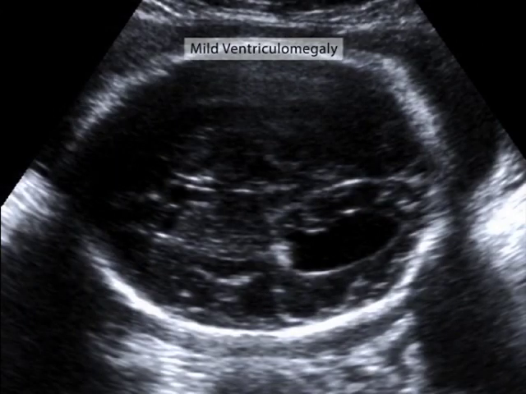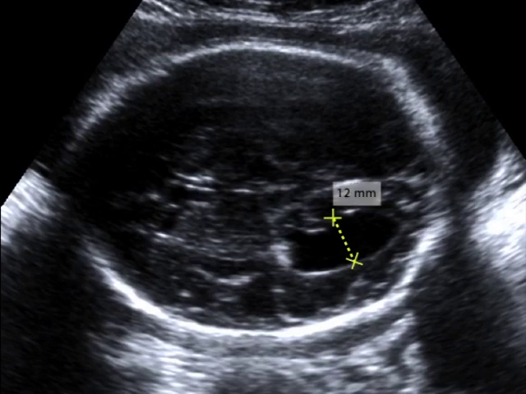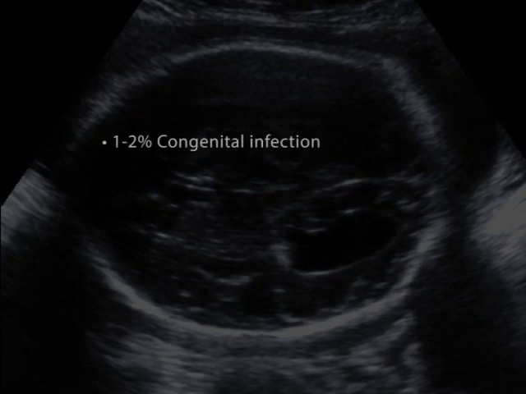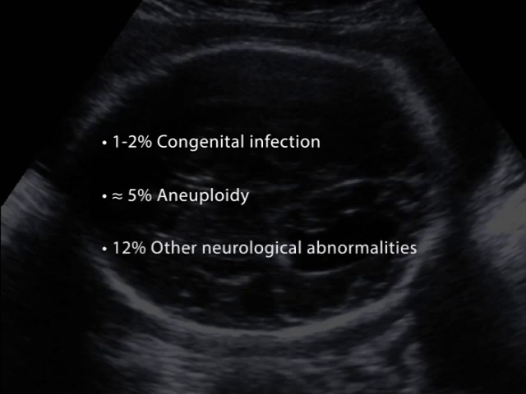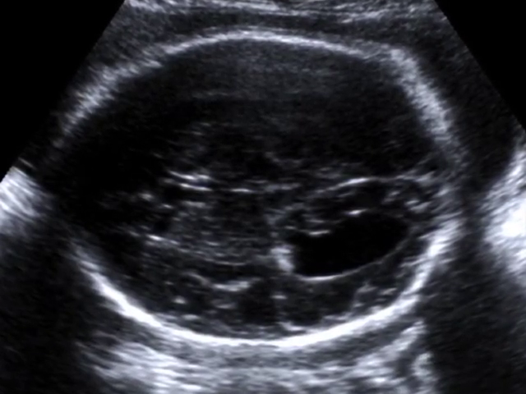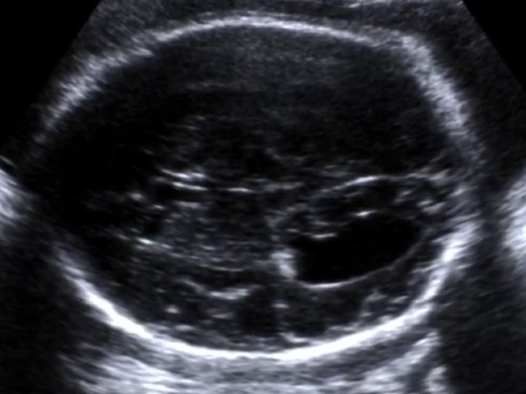Mild ventriculomegaly is diagnosed when the atrium measures at least 10 millimeters and less than 15 millimeters. In this image, the lateral ventricle measures 12 millimeters. Overall, 1 to 2% of cases are associated with congenital infection, approximately 5% with aneuploidy, and 12% with other neurologic abnormalities. Importantly, when ventriculomegaly is mild and appears isolated, abnormalities may be present but not detectable sonographically.